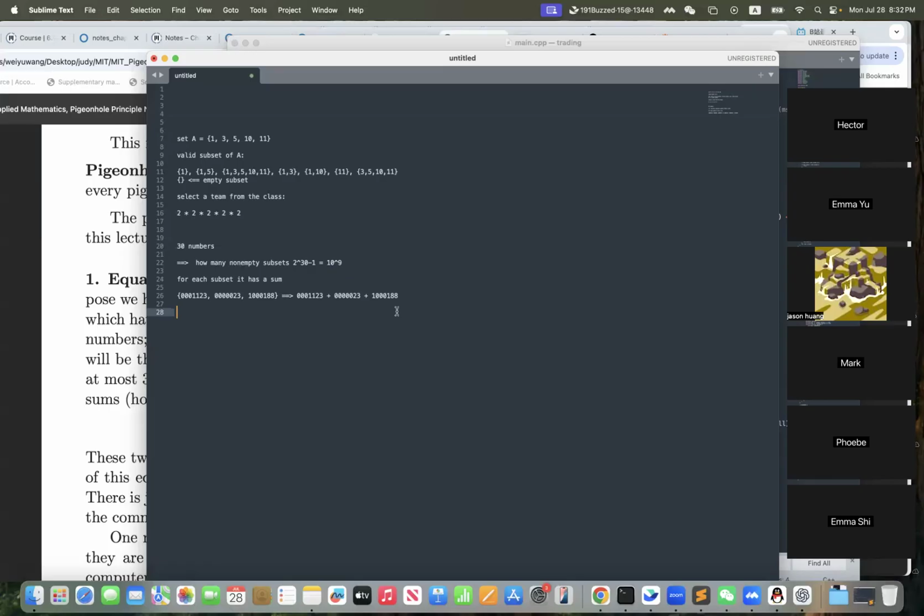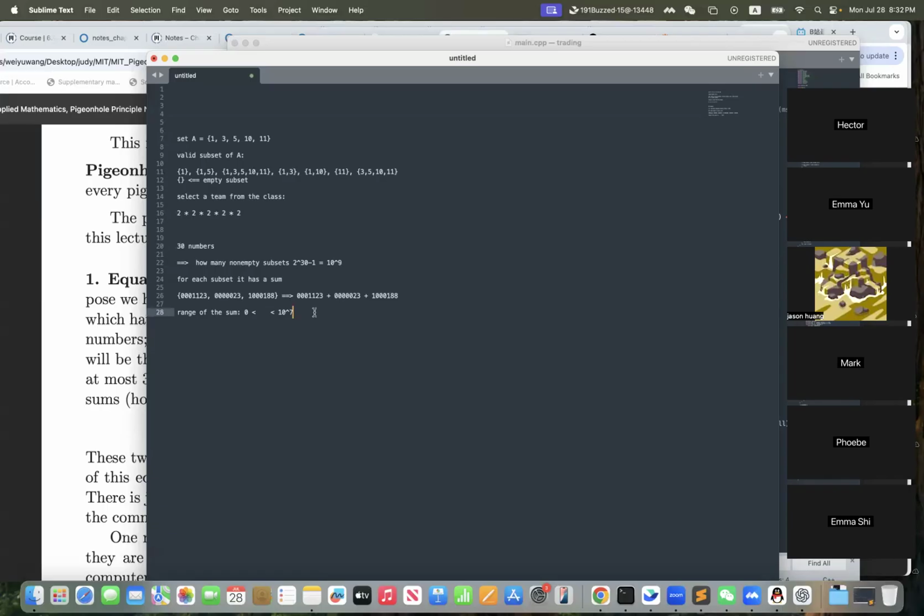So Emma, you can answer the question: what is the range of the sum for each subset? The range of the sum. It must be greater than zero, right? It must be at least zero. Actually greater than zero. So it must be less than what? Remember, it's 7 digits. So 7 digits is less than 10 to the power of 7. Yeah, each number is less than 10 to the power of 7.